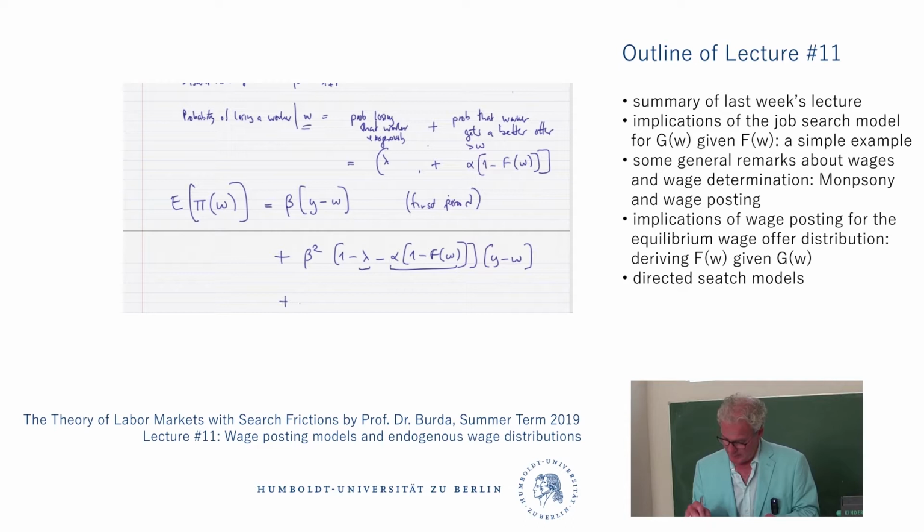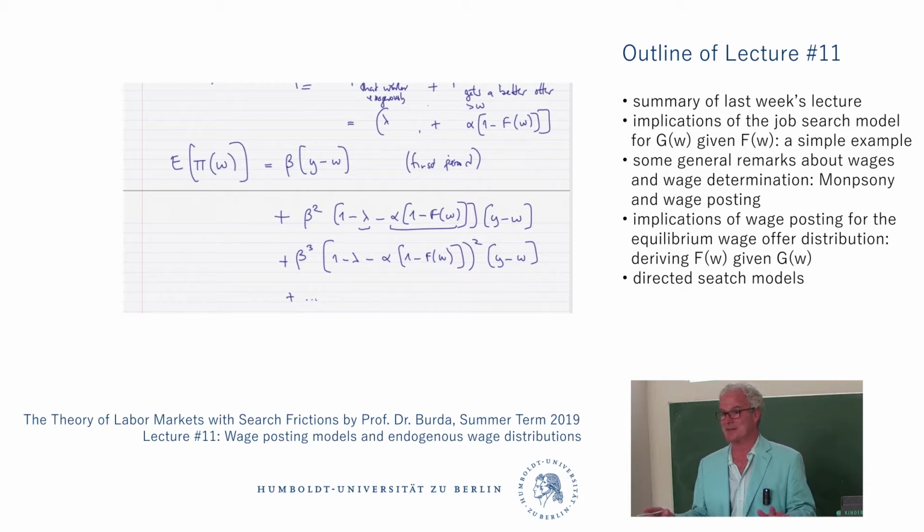Period three, it's going to be beta to the third power. And then what's the probability that you didn't lose, given this wage strategy, your worker in two periods in succession? Well, it's going to be the product of that probability with itself, because it's a matter of luck in this model. It's all chance. Okay, so that's going to be 1 minus lambda minus alpha times 1 minus F of W, close parentheses, squared, times Y minus W. And as we know, you can think of dot, dot, dot as the rest of the infinite future. Okay, this is a geometric sum, and everything is either constant or it's a power of something less than one. So it's going to converge. We can actually try to write down that formula.